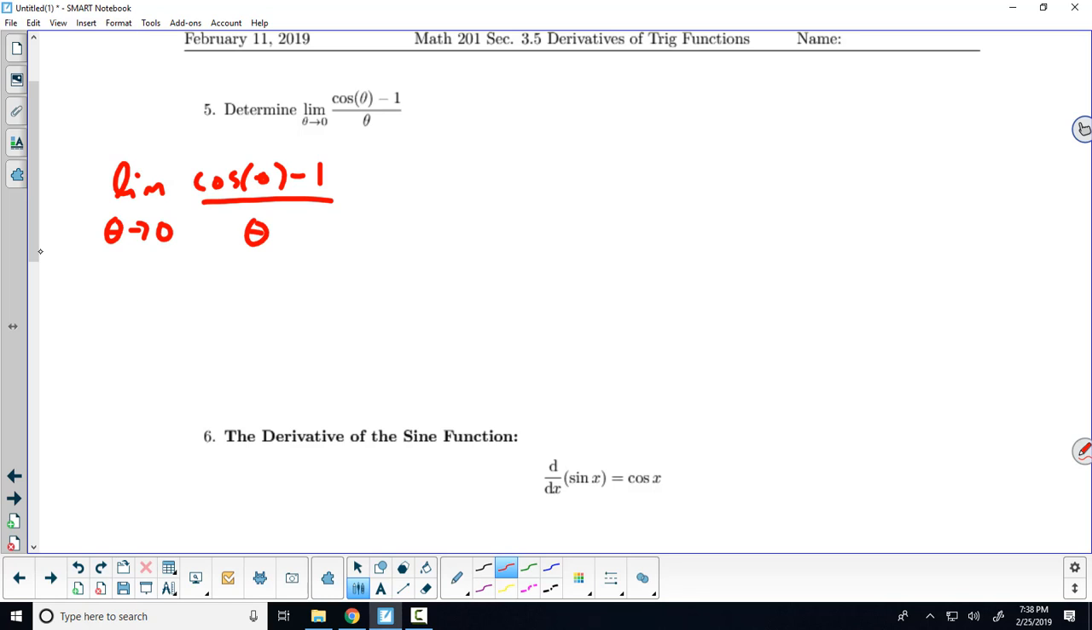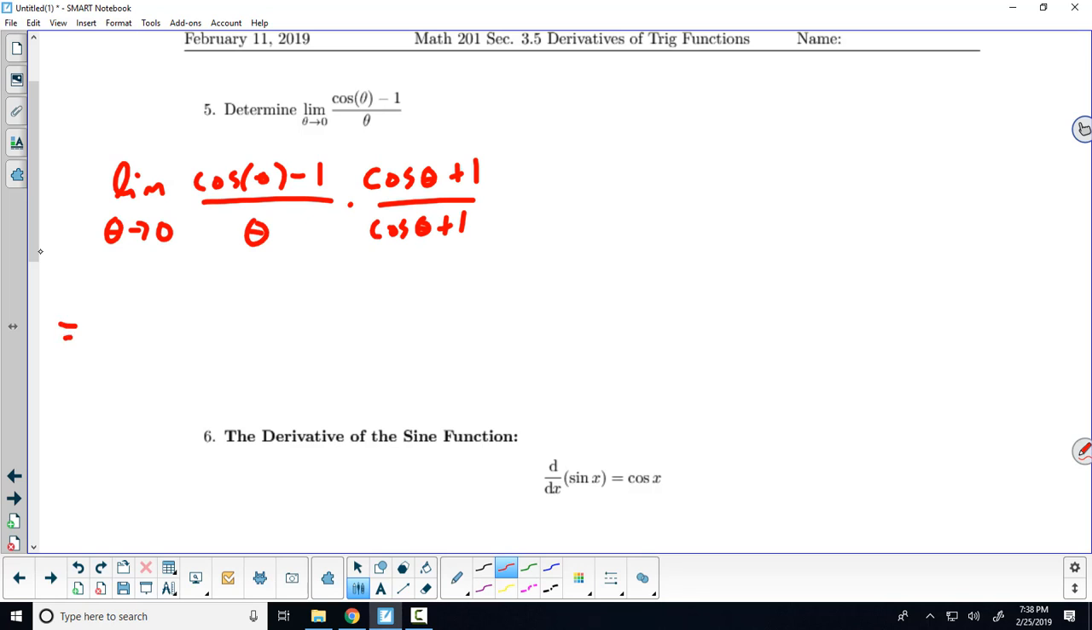Okay. So one thing I could do is if I could get something in terms of cosine squared, then I can often replace an expression with a sine, or sine squared, depending on how it falls out. So I'm going to go ahead and multiply this by cosine of theta plus 1 over cosine of theta plus 1.